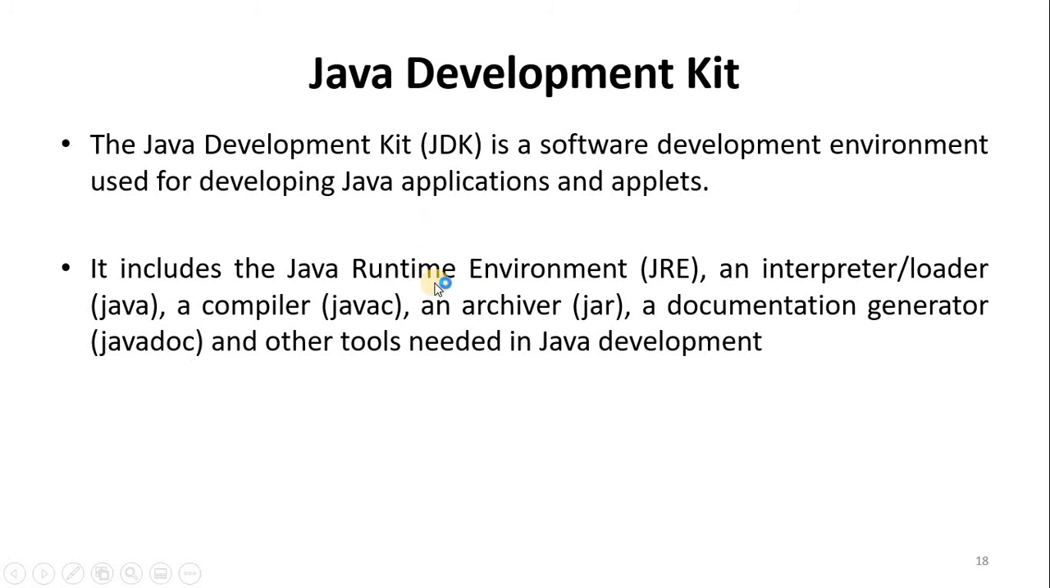It includes the Java Runtime Environment, with both the interpreter and the loader. The interpreter is java and the compiler is javac. To compile a Java program, we use javac. Javac is the compiler, and to execute we have the Java interpreter, that is java. Once it is executed, it will produce archive files, called JAR, Java archive files.